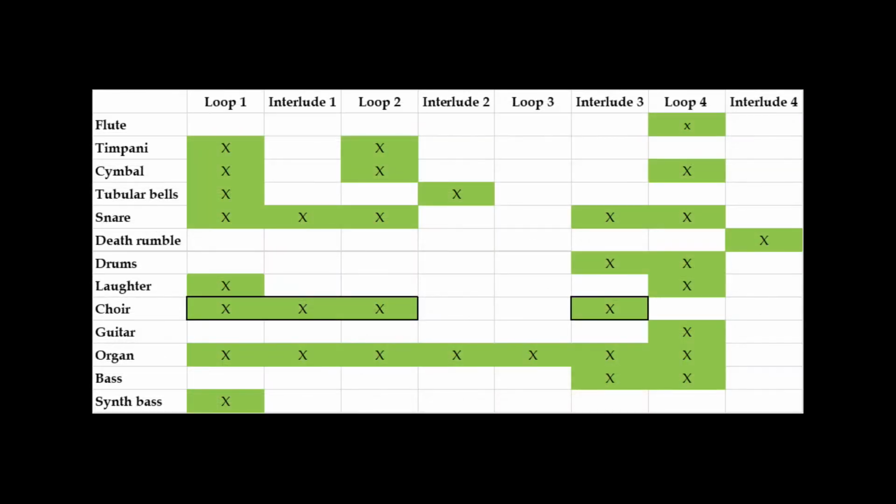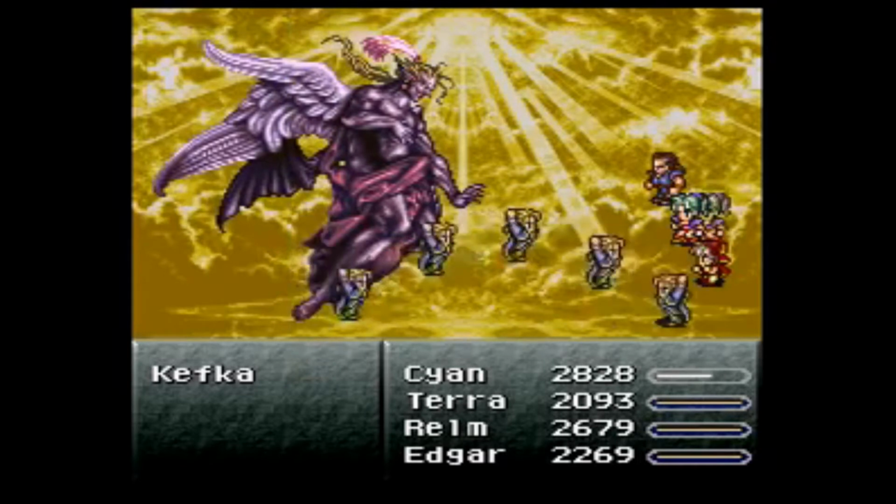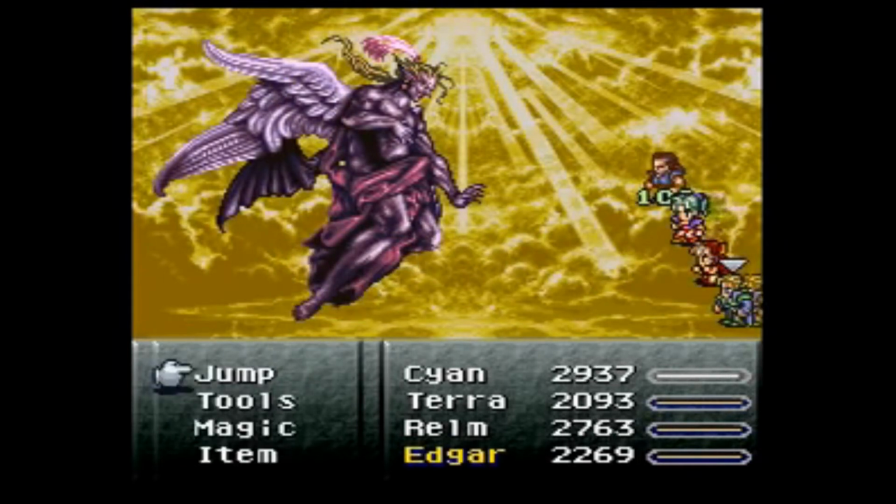Also, the choir comes close to being a common denominator, missing in 2 of the loops, but present in most of the interludes. And there is a laughing track with Kefka's laughter. I guess that makes Final Fantasy a sitcom by definition.